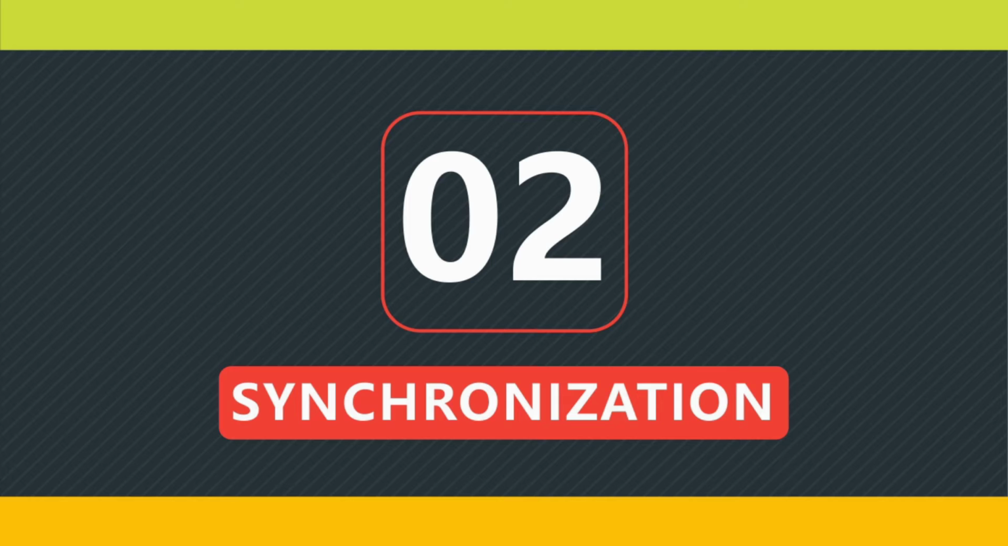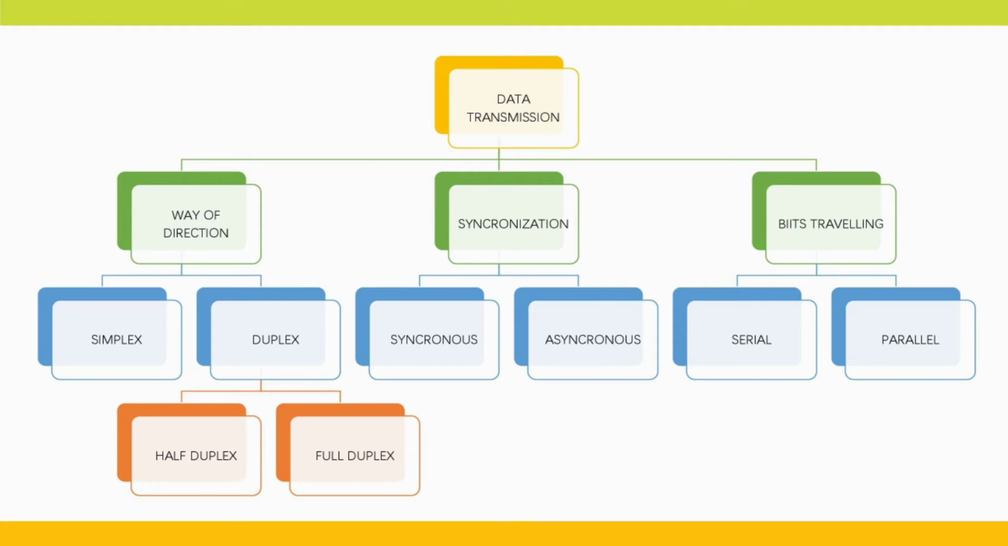Now, if we talk about synchronization between devices or both ends, then synchronization is divided in two categories: synchronous transmission and asynchronous transmission. By synchronous, we mean that the clocks of both the devices are responding at the same time.